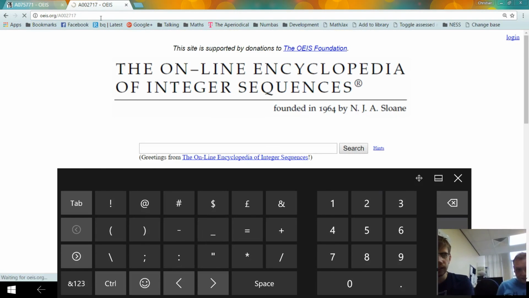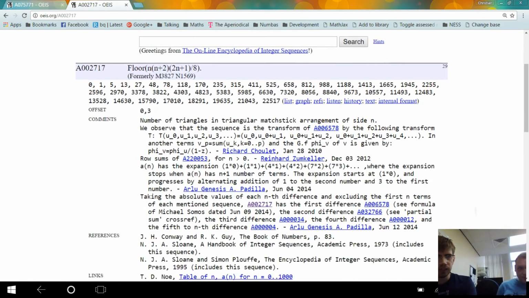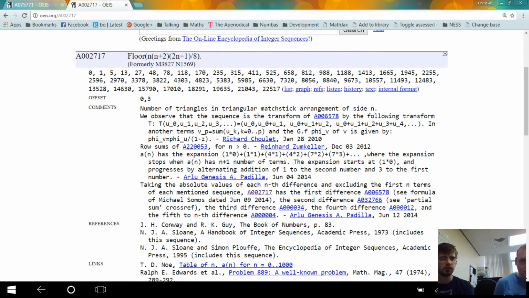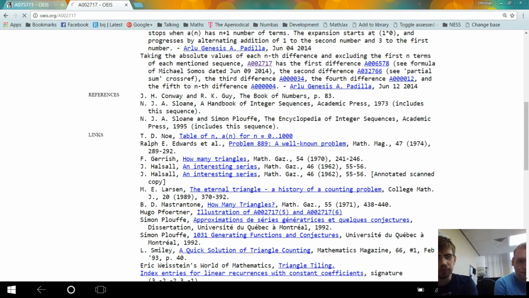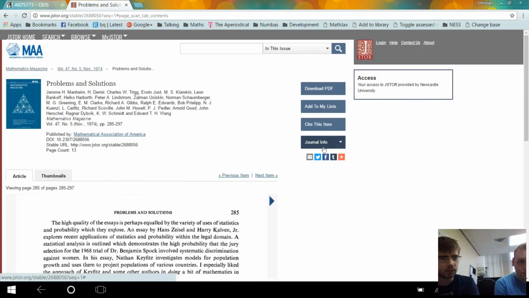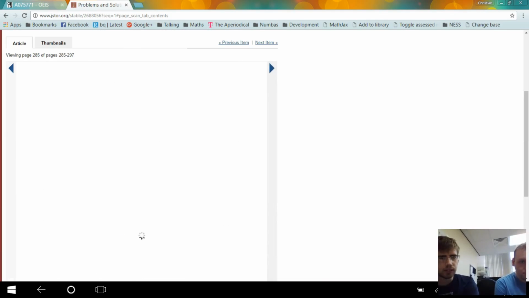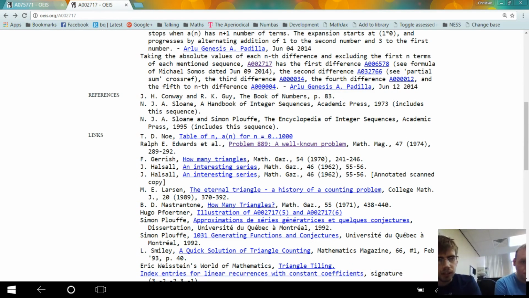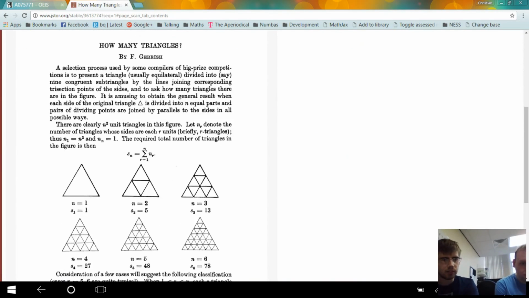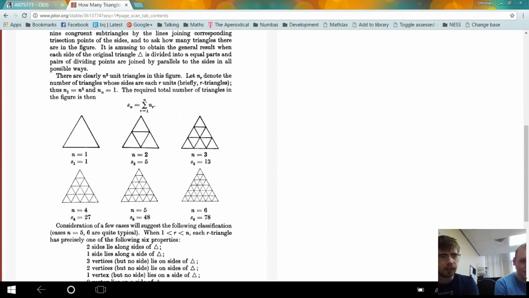It's an early one. n times n plus 2 times 2n plus 1 divided by 8. Number of triangles in triangular matchstick arrangement of side n. There's a picture. Ooh, a well-known problem. I was going to go to JSTOR. This person's not got the picture. Mathematical Gazette, that's what it was. It's also JSTOR. Right, there we go. There are clearly n squared unit triangles. Oh, I've done this problem before.